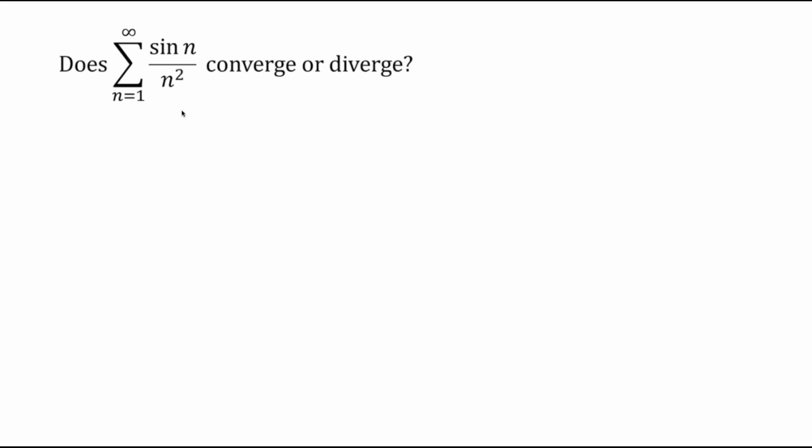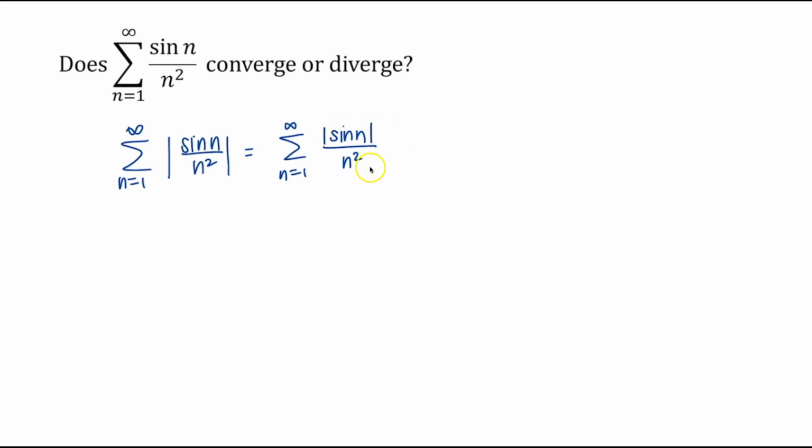So we're going to start by considering the sum of n equals 1 to infinity of the absolute value of sine n over n squared. Well, n squared is always positive if I substitute in 1 or greater. So we're going to have the sum of n equals 1 to infinity of just the absolute value of sine n, and then we can just leave n squared alone on the bottom. So now we have a series with all positive terms, so we can use some of our positive term tests.